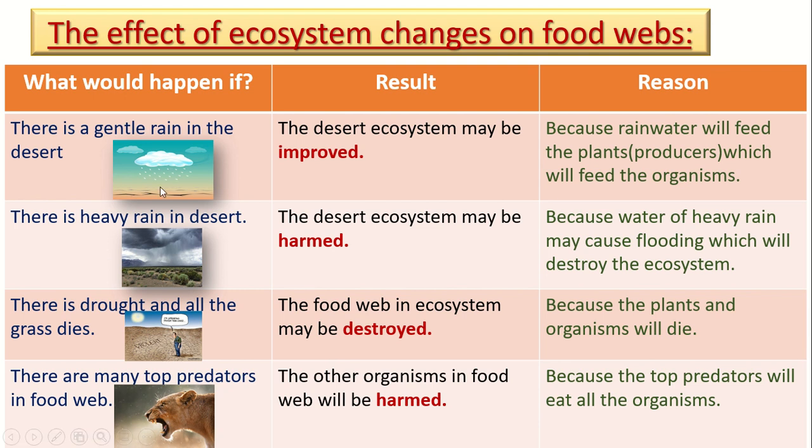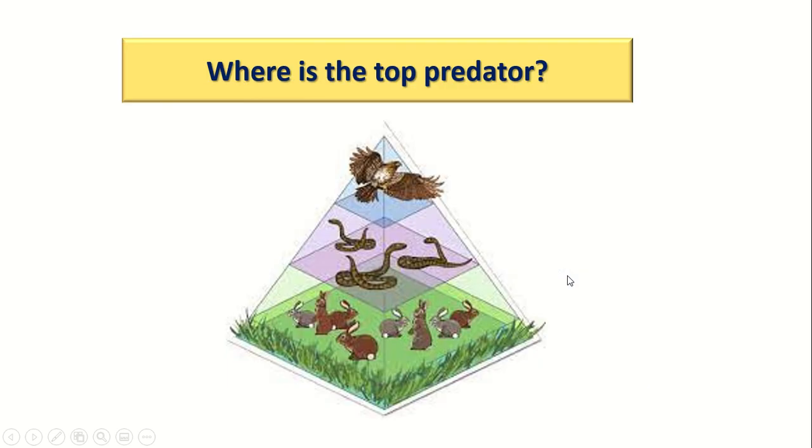So if there is a gentle rain on the desert, it will improve. If there is a heavy rain on the desert, it causes a flood which harms the desert. If there is a drought in the ecosystem, the food web and the ecosystem will be destroyed. And if there are many top predators, the organisms in the ecosystem will also be harmed.